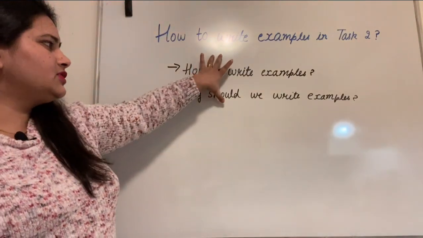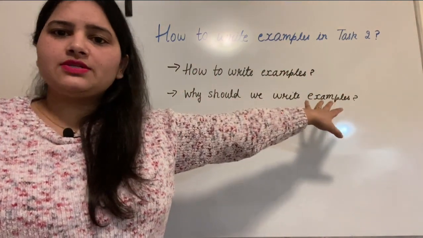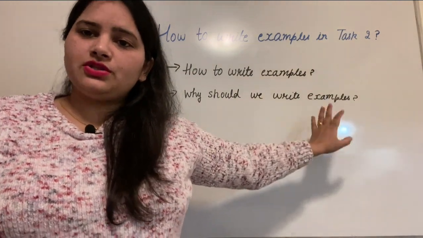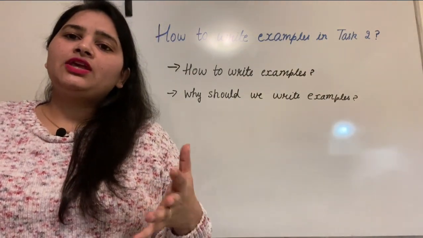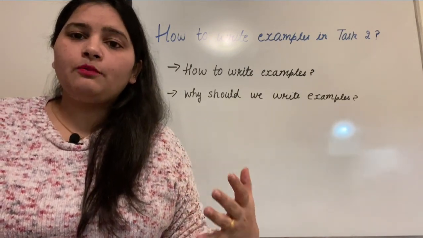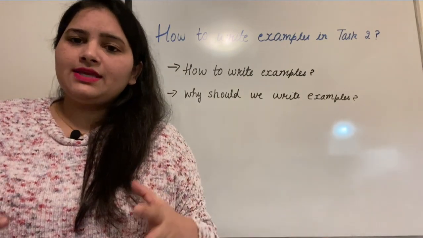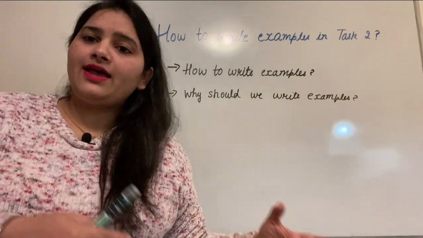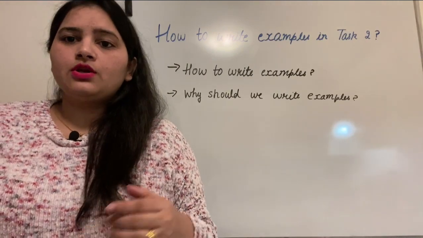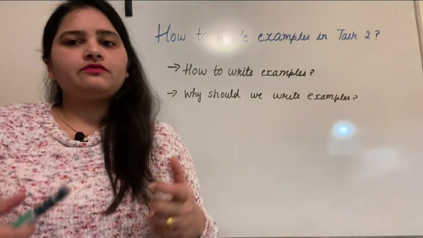We have discussed two things: how to write examples, which is what we are going to discuss, and why we should write examples. As I just told you, to make your writing effective we need to write examples to make our points valid, to show that this thing is happening somewhere or has happened somewhere. This is the purpose of an example.